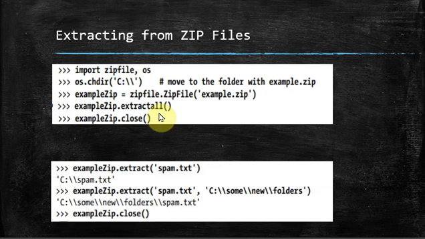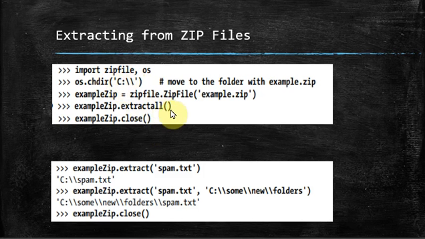To extract from the zip file, you are using the method extractall for the ZipFile object, which extracts all the files as well as folders from the zip file into the current working directory. So it is going to extract all the details. When you run this code, the contents of example.zip will be extracted to C drive.